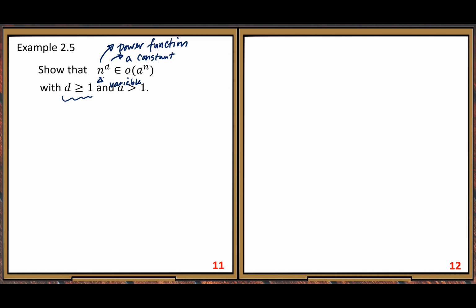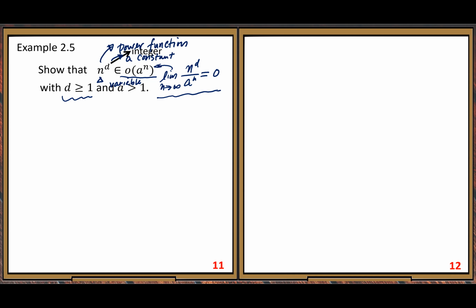The question asks you to show the power function belongs to little o of the exponential function a to the n. This little o means the limit is 0. The power function n to the d over a to the n, this limit equals 0. That's the meaning of little o. So here you need to prove this limit equals 0.